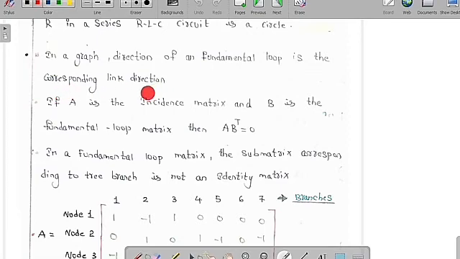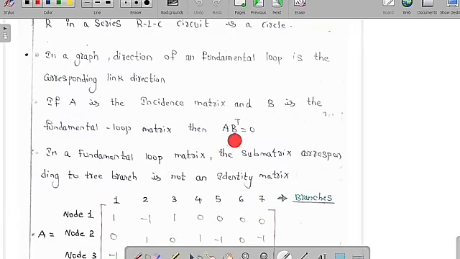I have already told you, in a fundamental loop, the loop direction is equal to the current direction in the link. If A is the incidence matrix, then B is the fundamental loop matrix. Then the relation between them, which is A into B transpose, is equal to 0. So this is the basic relation between the incidence matrix and the fundamental loop matrix, which is A into B transpose equal to 0, where A is called the incidence matrix and B is called the fundamental loop matrix.